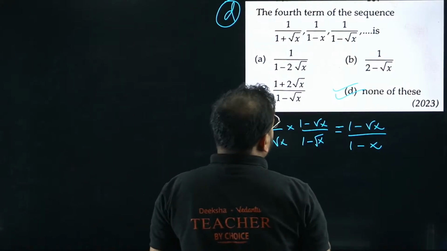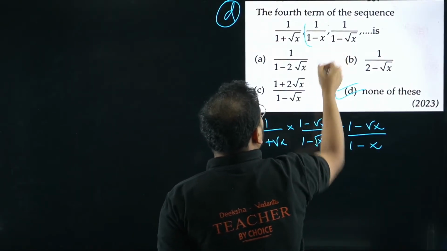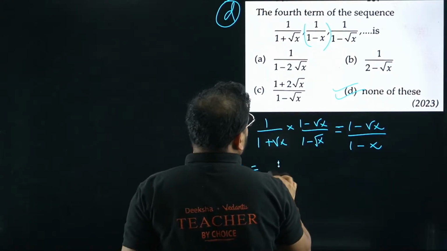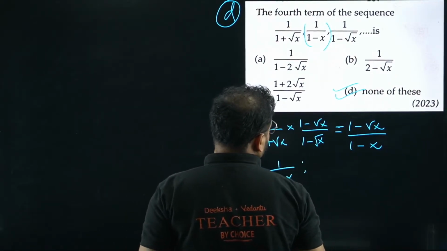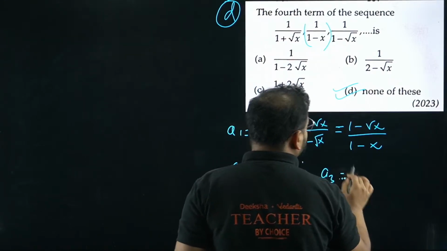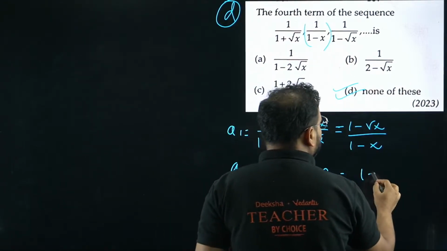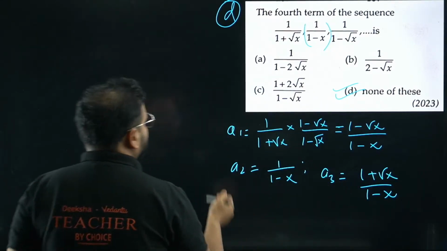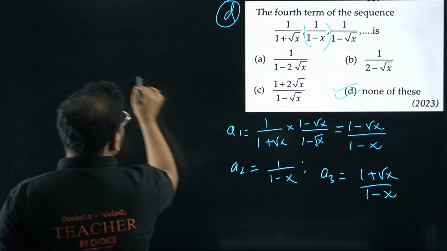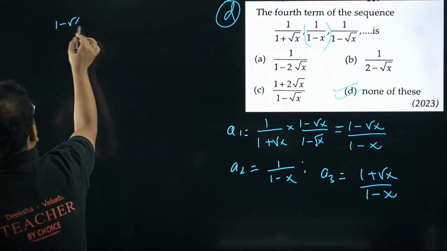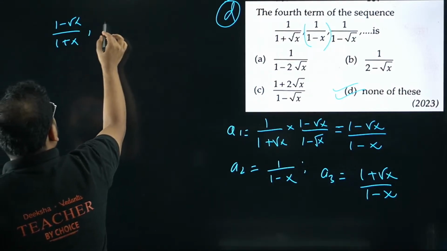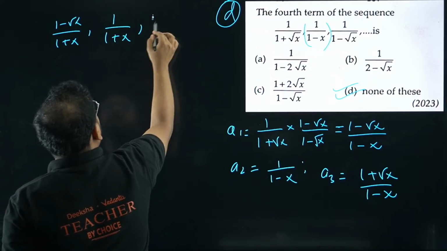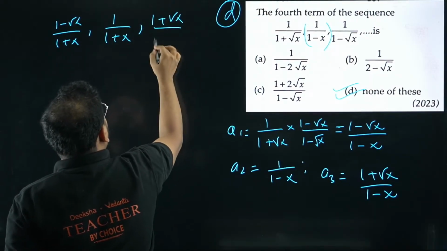So this is correct. Next, this is already there, so no need to change it. This is my A1 term. A2 is already given to us, 1 upon 1 minus x, so let's not do anything about it. Let's work on A3 now. Similarly, you're going to get A3 as 1 plus root x upon 1 minus x. Let's write the terms together. I have here 1 minus root x upon 1 plus x. Over here we have simply 1 upon 1 plus x. Over here I have 1 plus root x upon 1 plus x.